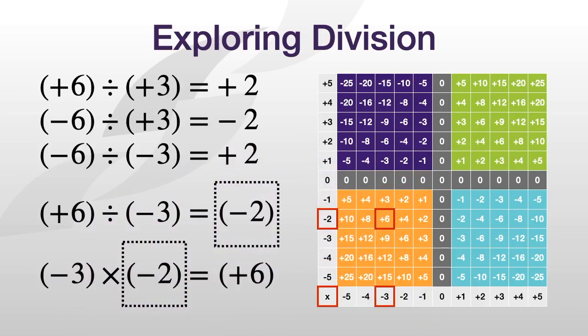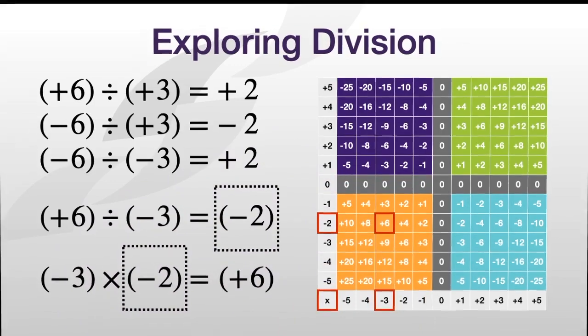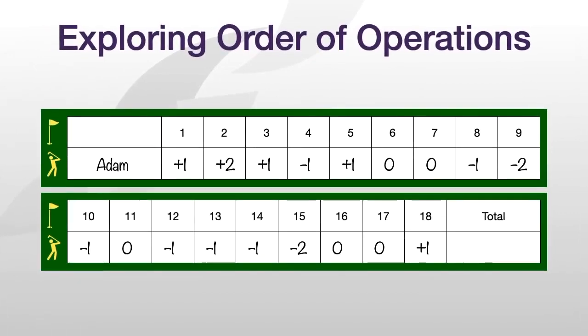On to order of operations. Adam is a golfer. He records his score relative to par for each hole. What is his total score?